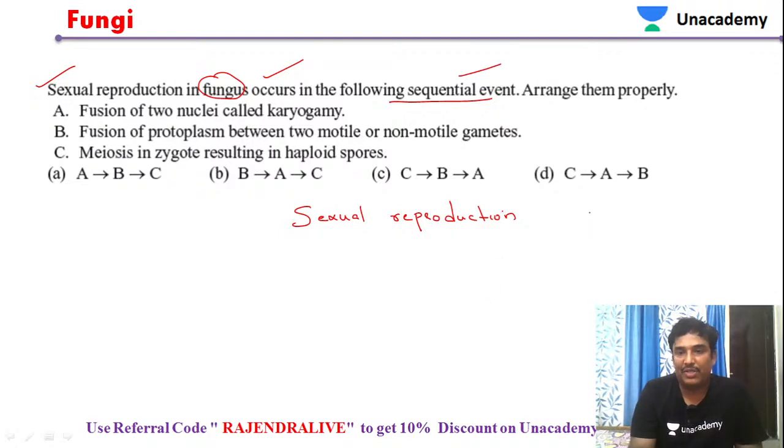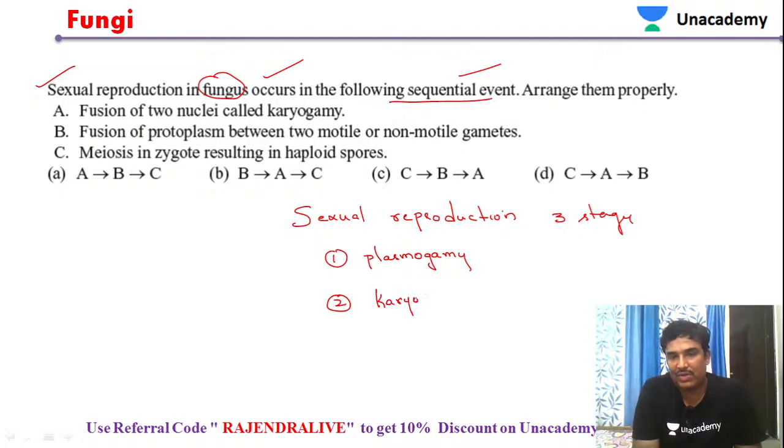So sexual reproduction in fungi involves 3 different stages. The first one is called plasmogamy, the second one is called karyogamy, and the third one is meiosis. So these are the 3 different stages.